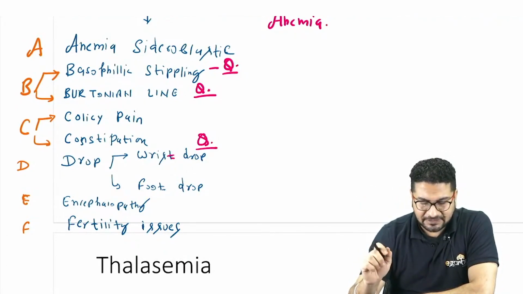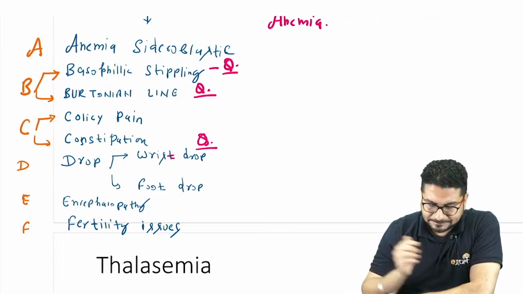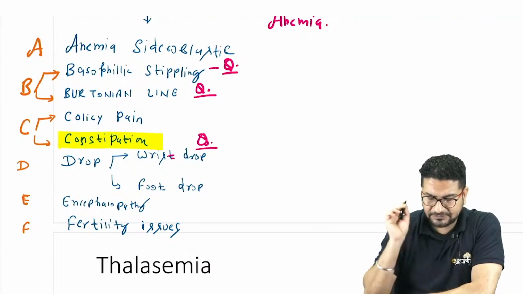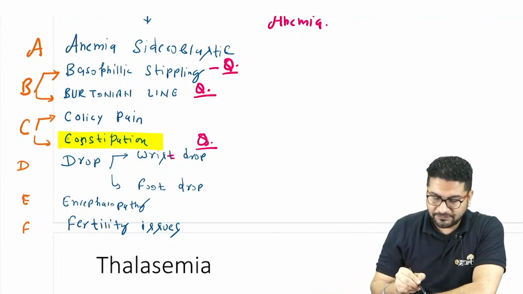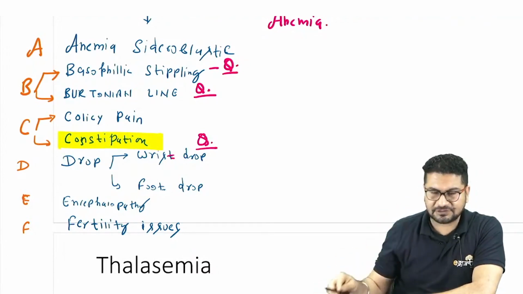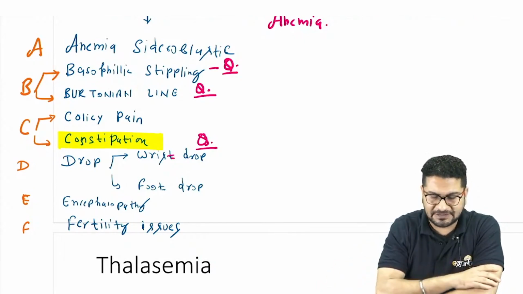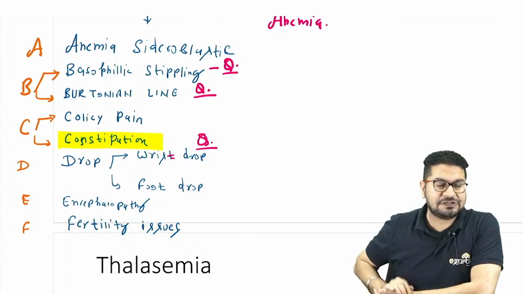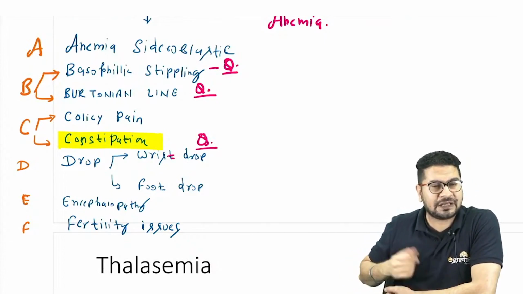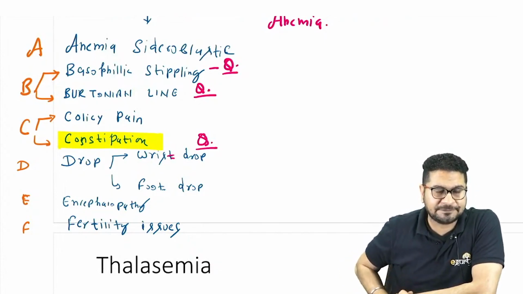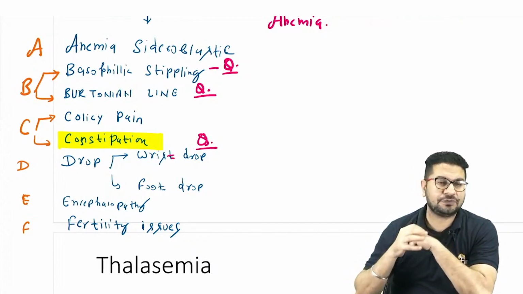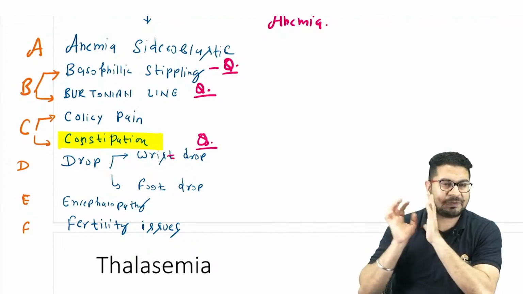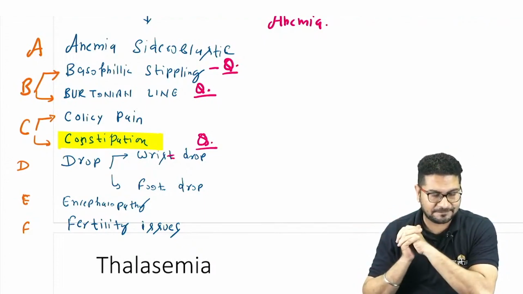These are MCQ based things, but in clinical practice what is important is constipation. For me the most important thing is constipation, because why? Tell me the answer why. Most poisonings present with diarrhea. What happens in most poisonings? Diarrhea. But this poisoning is presenting to you with constipation. That's why constipation is important in practice, but MCQ wise it's not important at all.